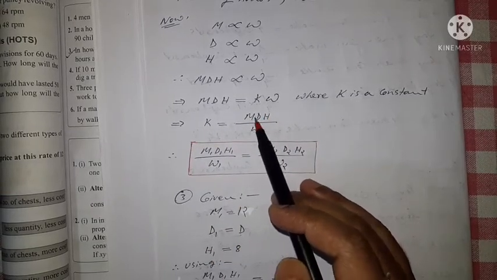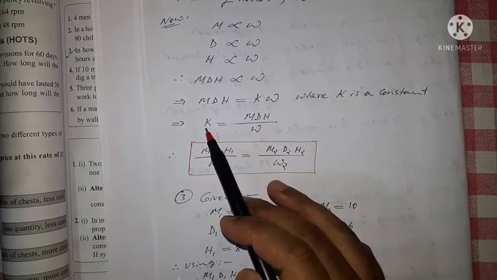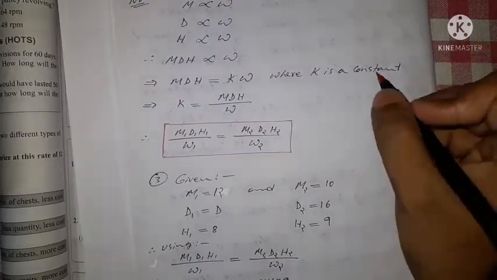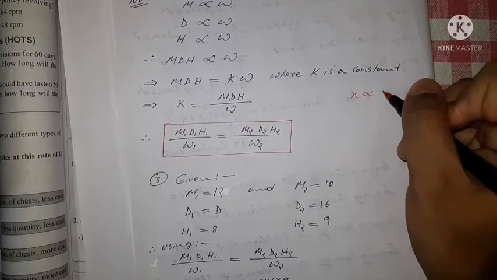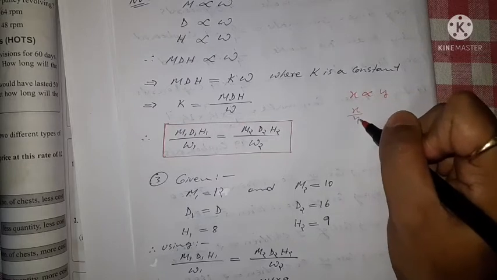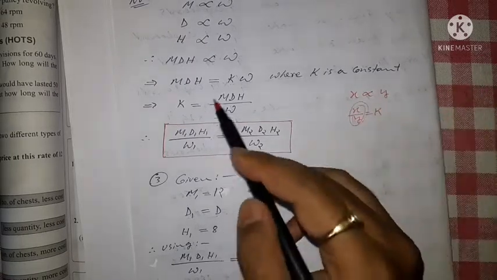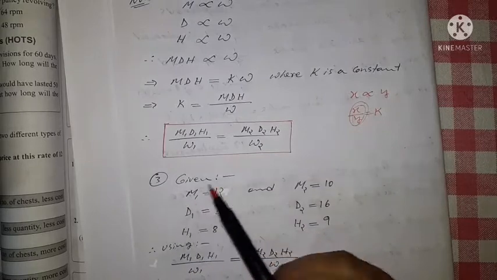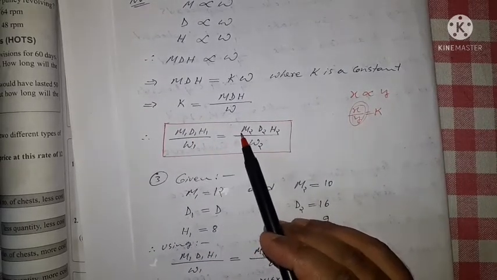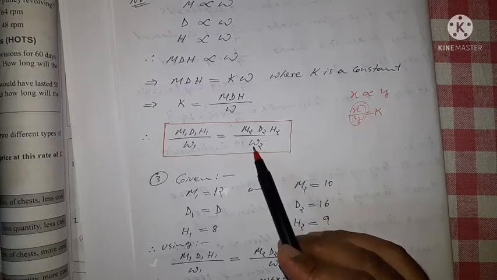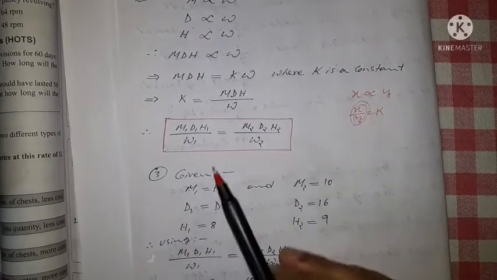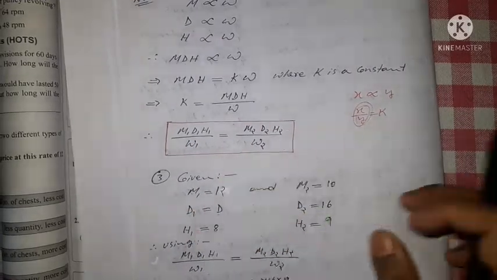If you find the ratio of these two, the constant is always the same, as we have already learned in direct variation. In direct variation we have learned that if x is proportional to y, then x divided by y is constant, the ratio is constant. So here this is the ratio, so this will be constant. Therefore we can write m1 d1 h1 by w1 is equal to m2 d2 h2 by w2. So this is the formula. This is a very important formula and very easy to remember. So you must remember this to solve the rest of the questions.